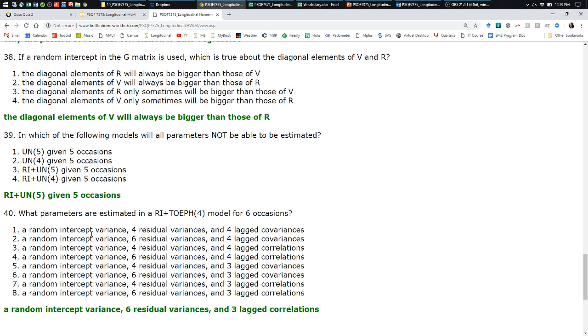And then last but not least, what are the parameters in a random intercept plus Toeplitz heterogeneous 4? All right, so all of them have random intercept. We have 6 occasions, and we have an H, so that means we have to have 6 residual variances. Then the last part here, what does the 4 mean? Now you would think that means 4 lagged covariances, but it doesn't. It means 3, because it's counting the diagonal. So that one is tricky for the Toeplitzes.